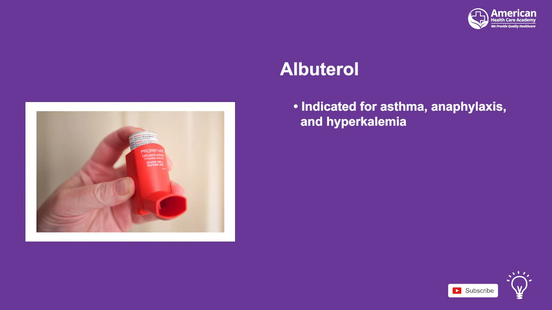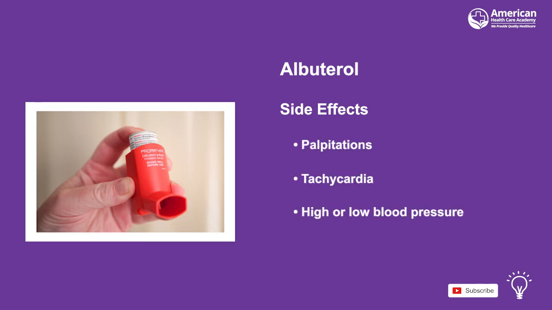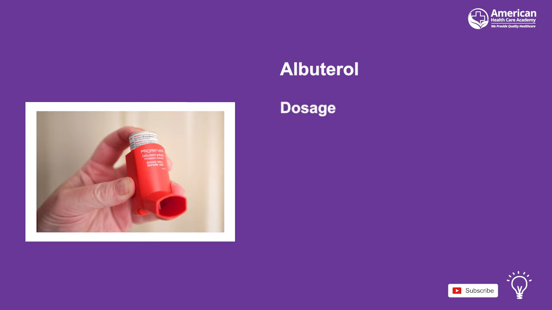Albuterol is indicated for asthma, anaphylaxis, and hyperkalemia. Side effects are anxiety, headaches, coughing, difficulty breathing, palpitations, tachycardia, high or low blood pressure, heartburn, nausea, diarrhea, and reddening of the skin. The dosage of albuterol is as follows.